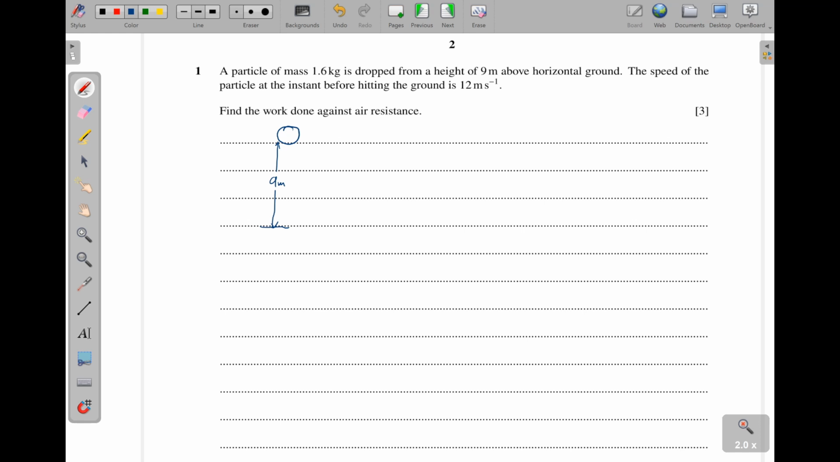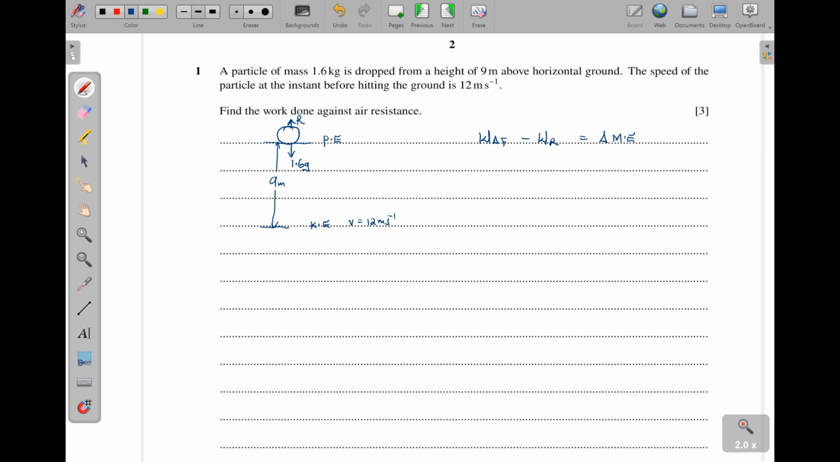Now this particle has its weight, mg, which acts downwards, and then there has to be the normal reaction there. At this point there is potential energy because there is vertical height. When it reaches down here, it will have kinetic energy because there is speed, which is 12 meters per second. Then, using the work-energy method, we have work done by the driving force minus work done against resistance is equal to the change in mechanical energy.